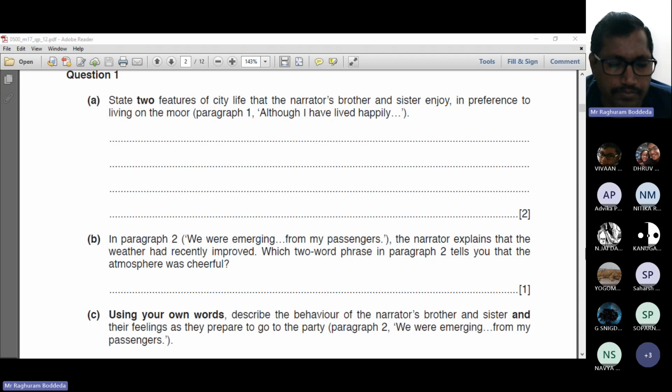Sopanika, am I audible? And I did not see Kushagraph, Rathin. Kushagraph?